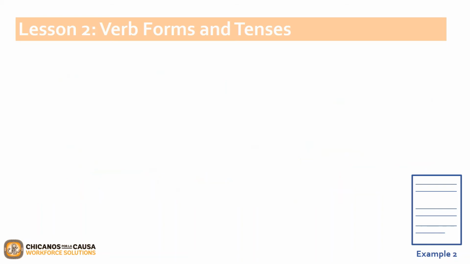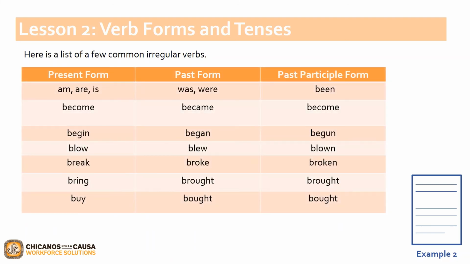Here's a list of a few common irregular verbs. As seen here, you can see we have present form, past form, and past participle form. For the words am, are, is in present form, the past form would be was and were. The past participle form would be been. The word become in present form, the past form would be became, and the past participle form would be become.